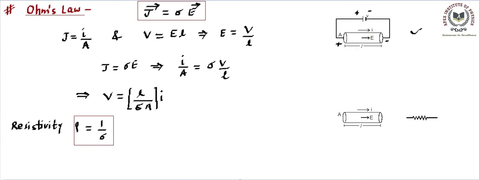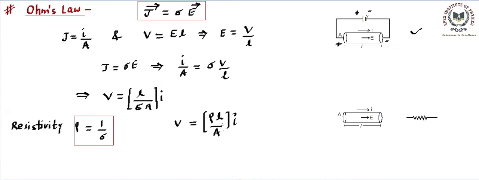Now if we want to substitute in terms of rho, we can rewrite this as V is equal to, sigma can be written as 1 by rho, so rho will go upside, so it will become rho L upon A into I.